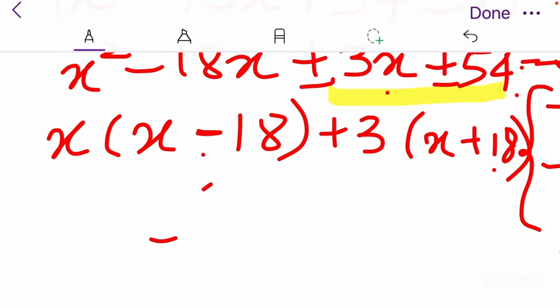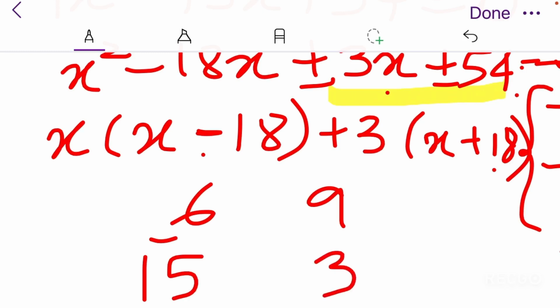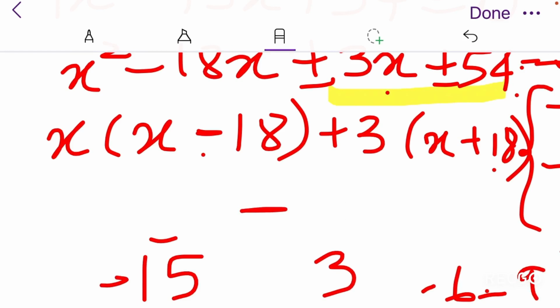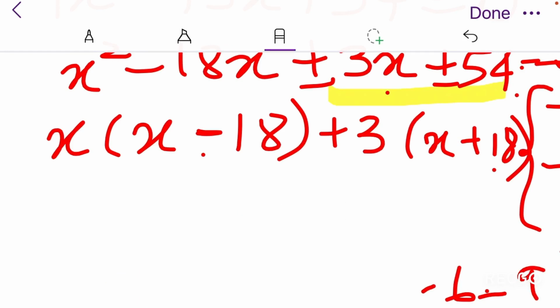So we have 6 and we have 9. If we add 6 and 9, we get 15. If we subtract, we get 3. So we want minus 15. When we add 6 and 9, we get 15, so we will give the minus sign to both. So minus 6 minus 9, if we do, we will get minus 15.